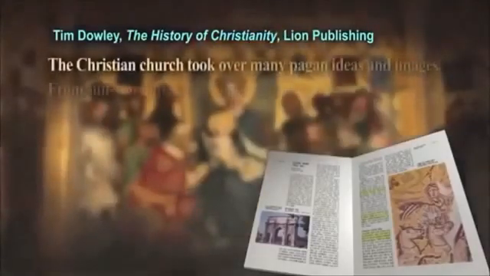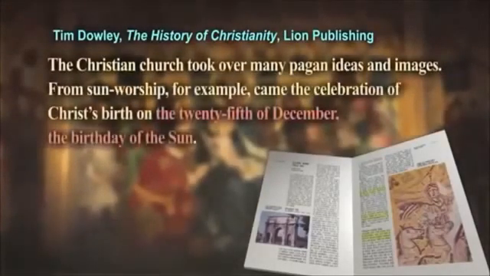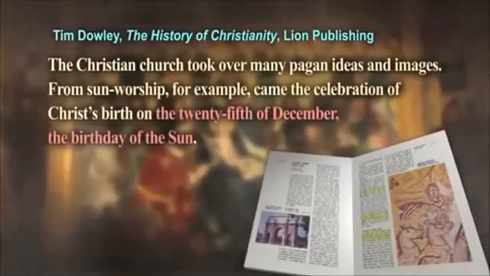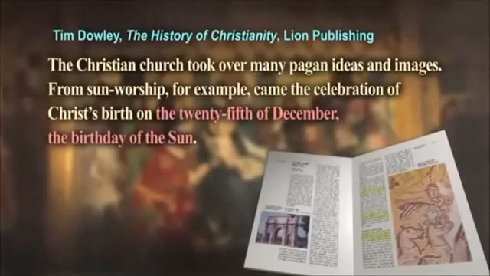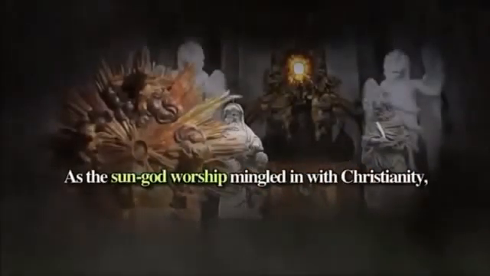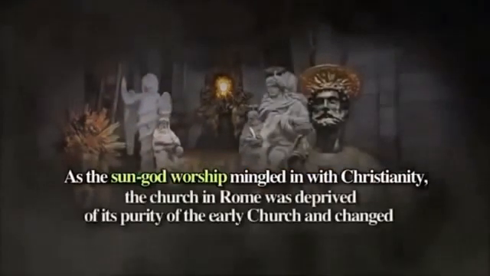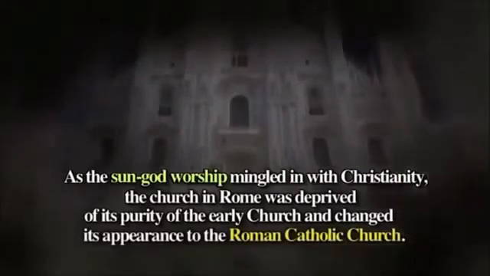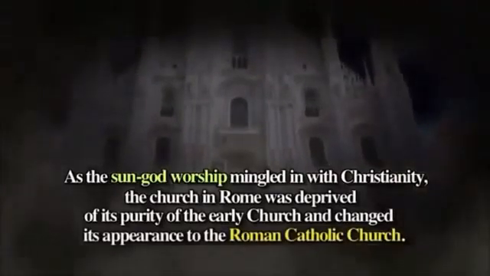The Christian church took over many pagan ideas and images. From sun worship, for example, came the celebration of Christ's birth on the 25th of December, the birthday of the sun. As the sun god worship mingled in with Christianity, the church in Rome was deprived of its purity of the early church and changed its appearance to the Roman Catholic Church.